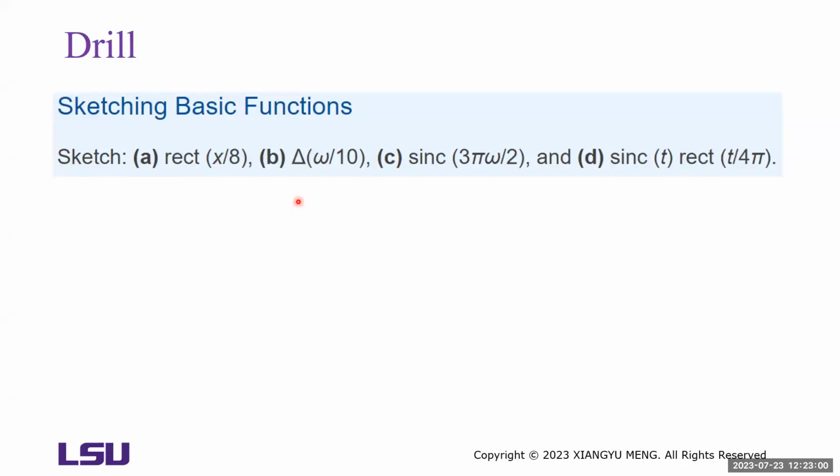I have a drill for you to practice. Sketch: A, the rectangular function, the gate pulse function, rect(x/8). B, the triangle function, delta(omega/10). C, the sinc function, the filtering or interpolation function, sinc(3 pi omega/2). The last one, the sinc function, sinc(t) times the rectangular function rect(t/4 pi).